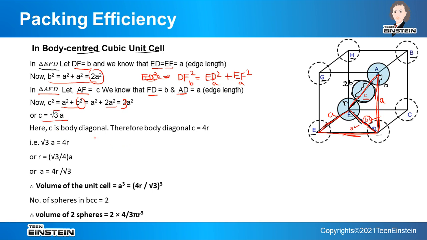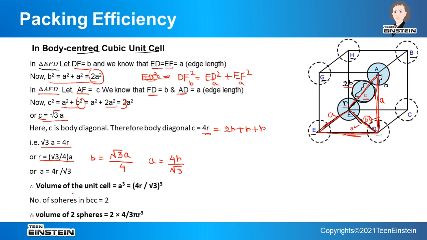So C is the body diagonal. And as we have seen, it is equal to 2R plus R plus R, that is 4R. Now in place of C, if we write 4R, it will be 4R equal to root 3 A. Now we are obtaining the relationship between R and A. So R is equal to root 3 A divided by 4. Or we can say A equals 4R by root 3.